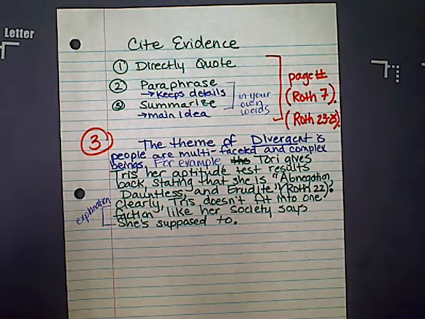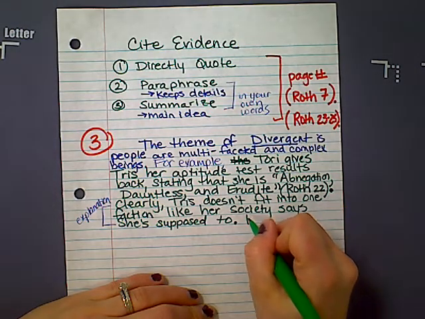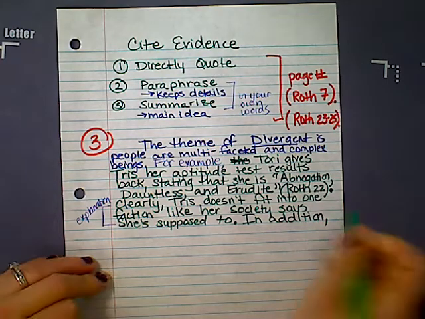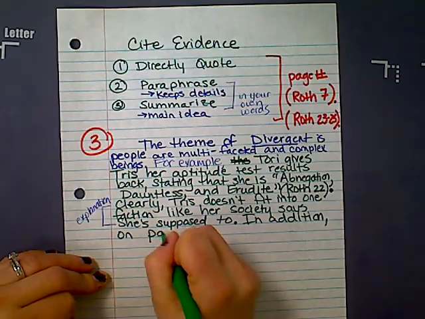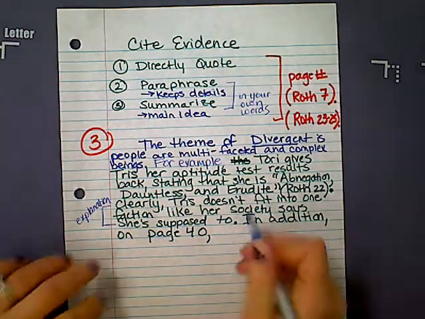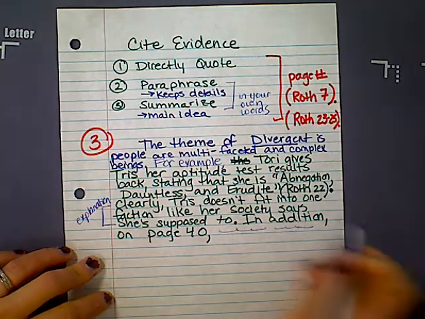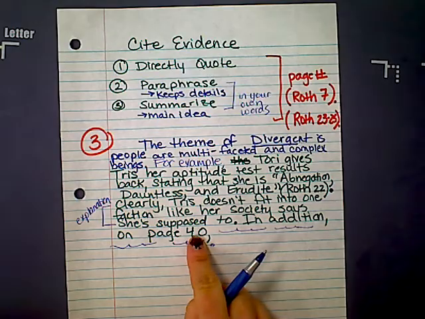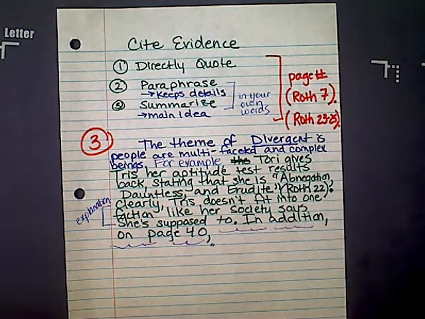Like if I say something like, in addition, on page 40, comma, and then I go into my citation. Maybe this time I paraphrase and explain, but because I put the page number and cite it, I do not need my parenthetical citation. So now it's time to go into your writing and start to prove those points that you worked really hard on selecting. Good luck.